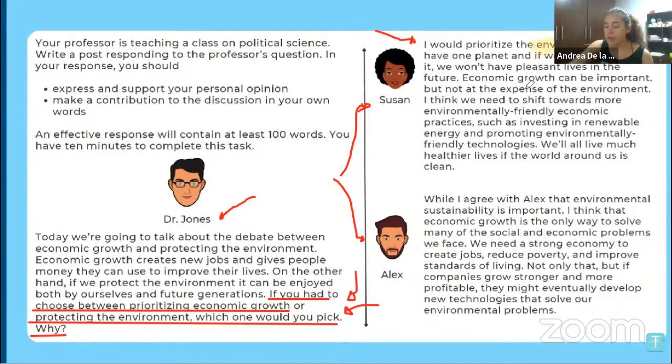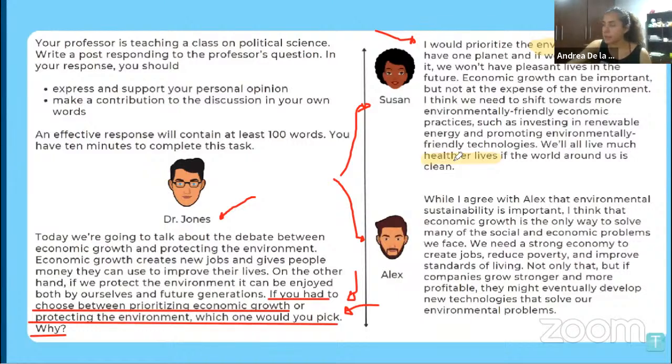Perfect. And another thing that you're looking for is at least one main idea or one reason that she gives for explaining her opinion. So why does she say that it's important to prioritize the environment? Because she said that we will have better lives in the world around us, because it's going to be cleaner. Okay, good. We'll have healthier lives.